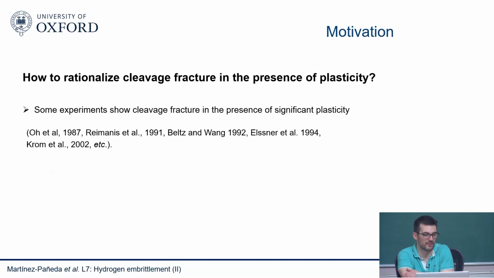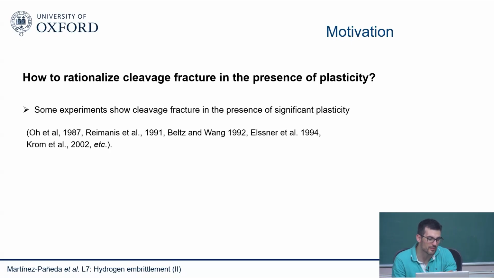Okay, so this is the idea, basically. How can we rationalize cleavage fracture in the presence of plasticity? This is something that we have seen often. It's not the default mode of failure of metals. Metals fail normally in a ductile way; it boils down to nucleation, growth, and coalescence. However, on occasion, we do see these brittle interfaces rupturing in the presence of significant plasticity. And we wonder why this is the case, because our understanding is that stresses are not large enough, so something must happen. And this is something that has been reported.